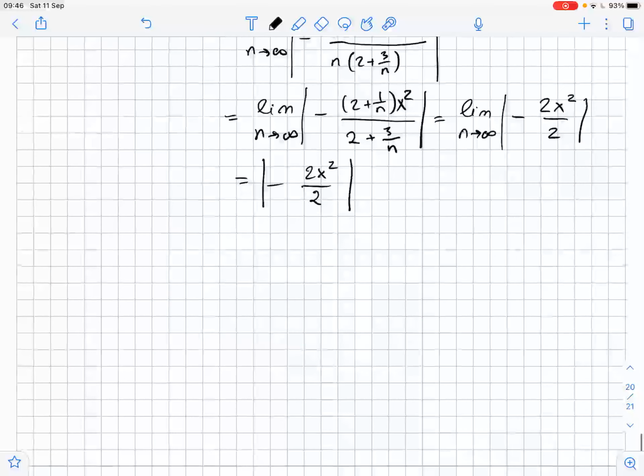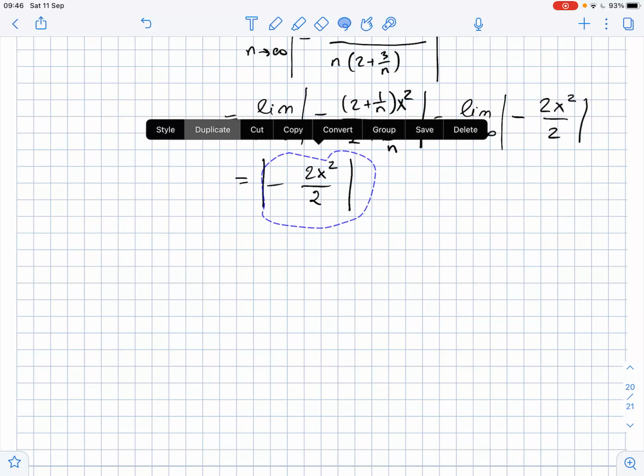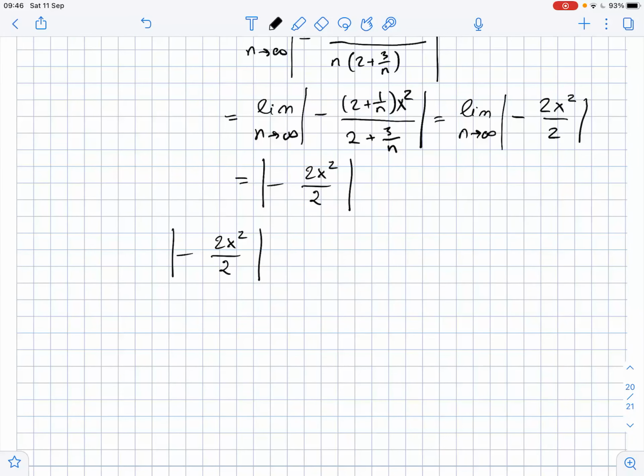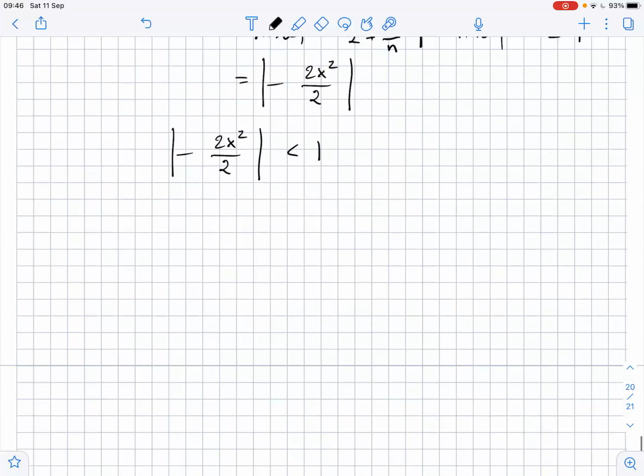Now we know that for our series to be convergent, this has to be less than 1. So we know that this expression is less than 1. That means that the absolute value of negative x squared is less than 1. So the absolute value of x squared is less than 1. So the absolute value of x is less than 1. So x is less than 1 but greater than negative 1.